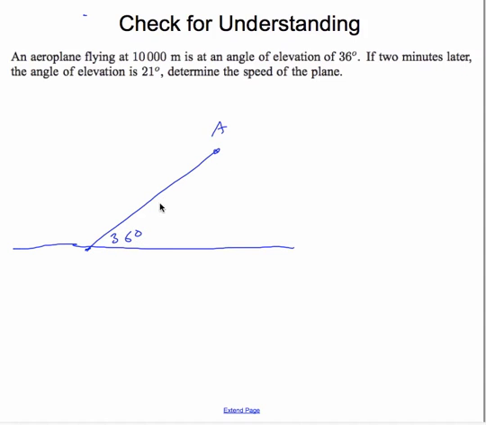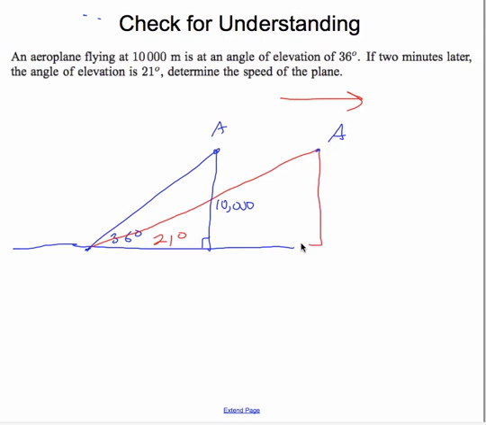2 minutes later, the angle of elevation is 21 degrees. So that means the airplane is farther away because the angle, I'm going to draw this in a different color, the angle is smaller. So now it's farther away, so we have a different angle, which is 21 degrees. The further the airplane goes in this direction, the smaller the angle of elevation is going to be. It's flying at a height of 10,000, so we can draw some triangles here. This is 10,000 meters. I can complete this red triangle here. That's going to be 10,000 meters.